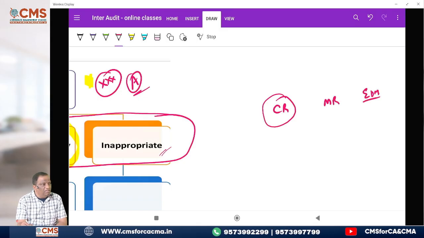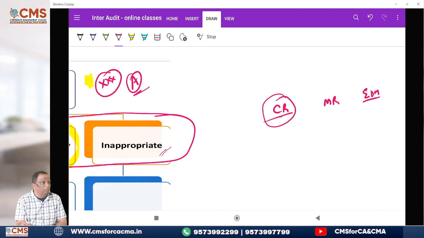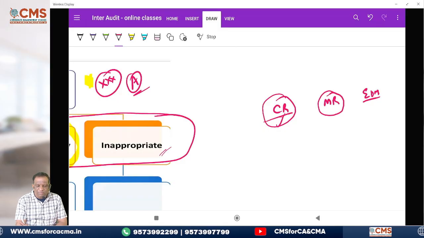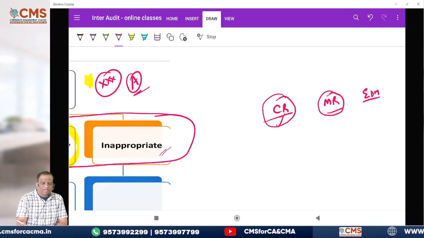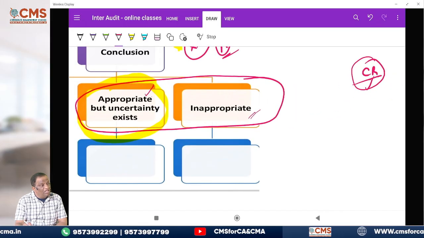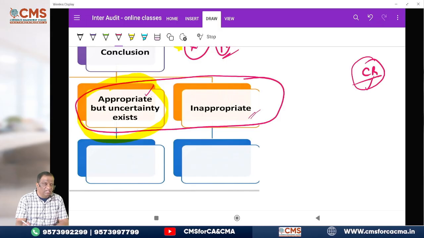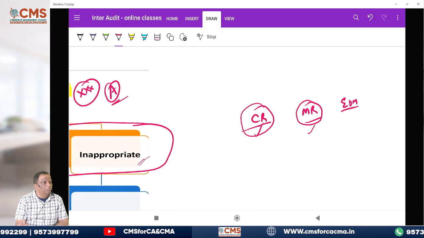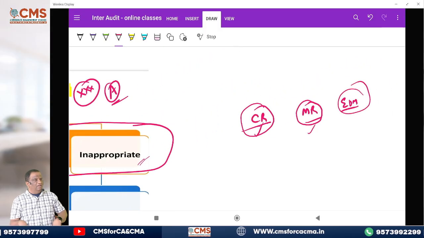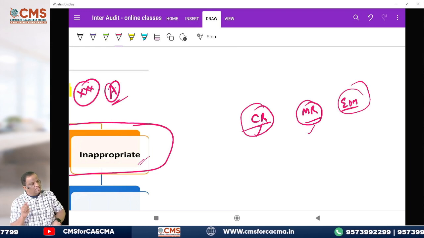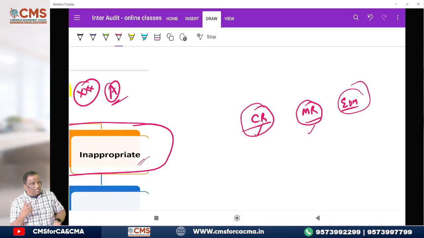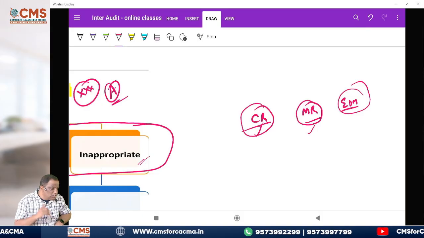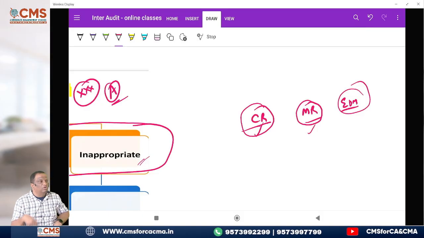Now you think and tell me, when am I going to issue a clean report? Appropriate. This is a simple one. Now you tell me, when am I going to issue a modified report? Inappropriate, but the financials are prepared on a going concern basis, situation 1. Situation 2, uncertainty disclosed or not disclosed? Not disclosed. Then you will go for a modified report. Now, when will I issue EOM? Inappropriate, but liquidation basis. Second one, appropriate, but uncertainty. Uncertainty disclosed or not disclosed? Uncertainty is disclosed. Then you will go for EOM. If there is uncertainty but it is not disclosed, then you will go for a modified report.